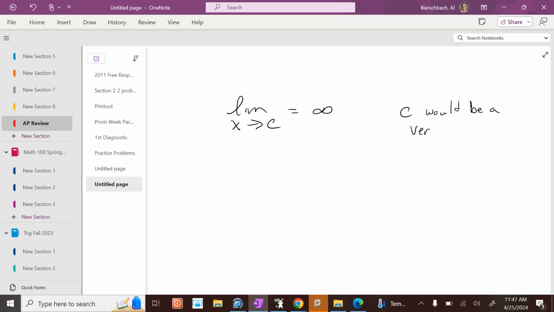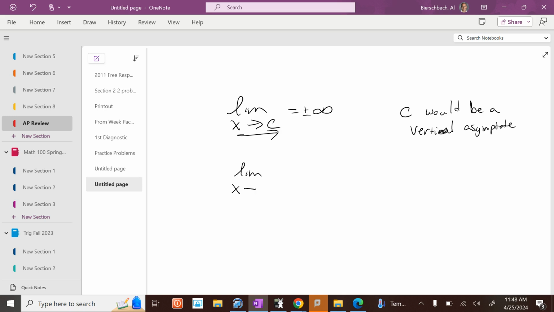A vertical asymptote. Okay? So if you're going towards a number and you have infinity or negative infinity, you're hitting an asymptote. An asymptote is happening at that place. Now, that's a vertical asymptote.